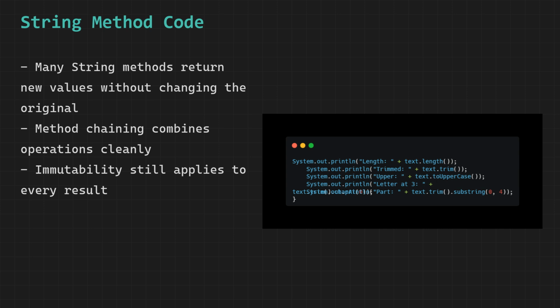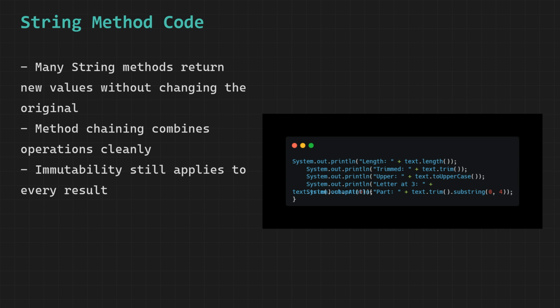The substring method extracts a portion of the string starting from index 0 and going up to but not including index 4. That gives us the first 4 characters, which spell out Java. The output is Java. The final output shows length 19, then trim Java language, then upper Java language, then letter at 3 J, and finally part Java, each printed on a new line.